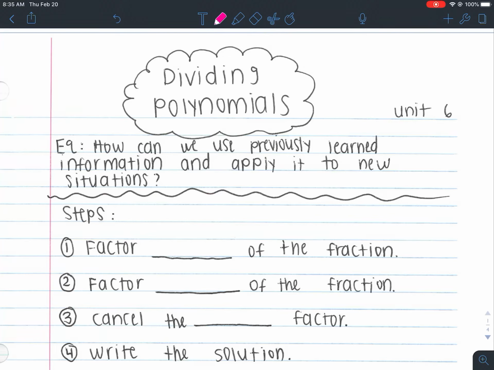Hey guys, welcome to the video for dividing polynomials. We're in the last lesson for Unit 6. Our essential question is how can we use previously learned information and apply it to new situations?